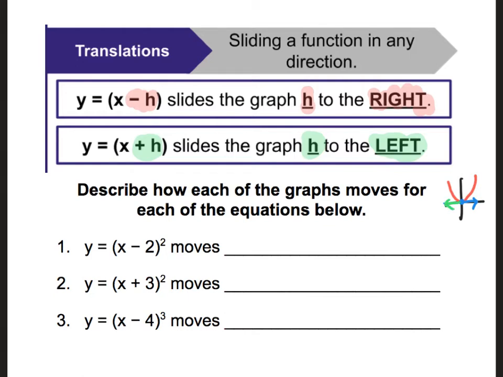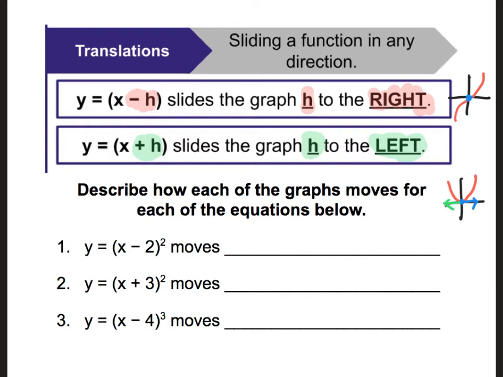Now when I'm doing this, I also can be working with my cubics. Remember, those look like this. And you have that S shape. You're still moving that point that's at 0, 0, and you move it the same way. If you have a negative h, you'll move it to the right. If you have a positive h, you'll move it to the left.